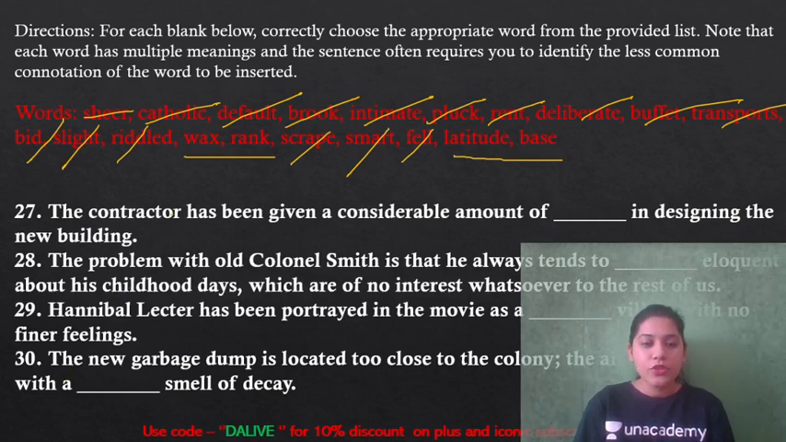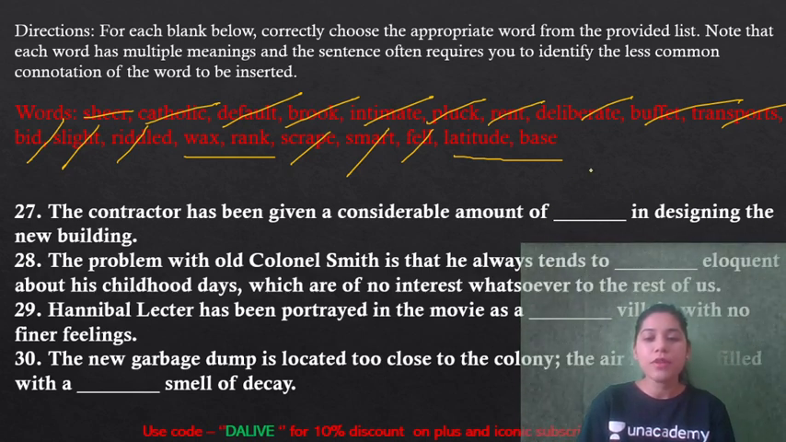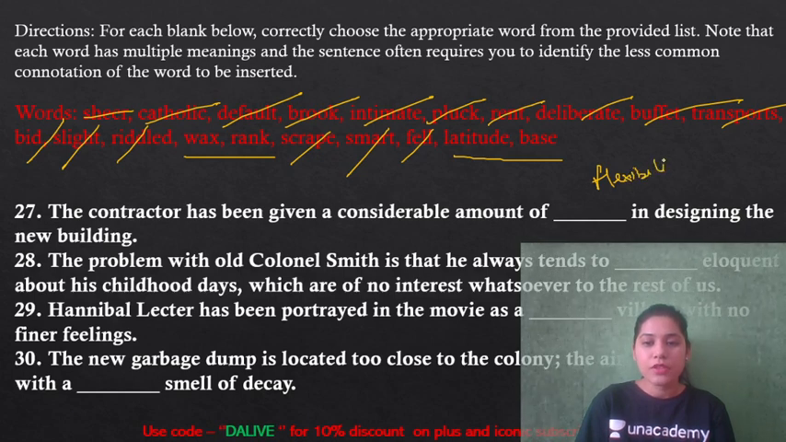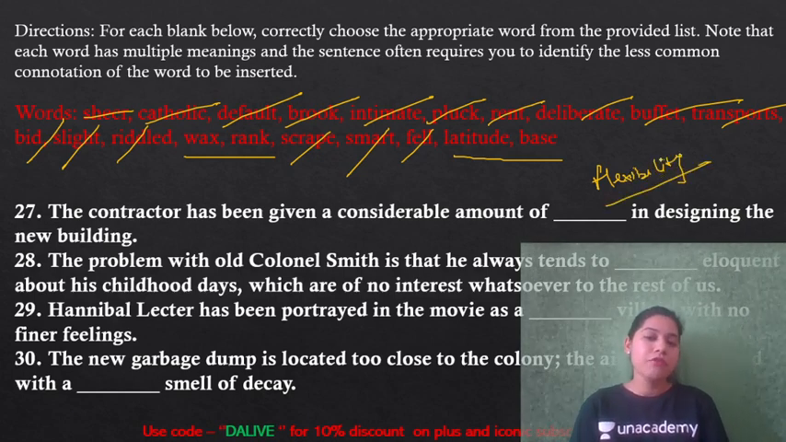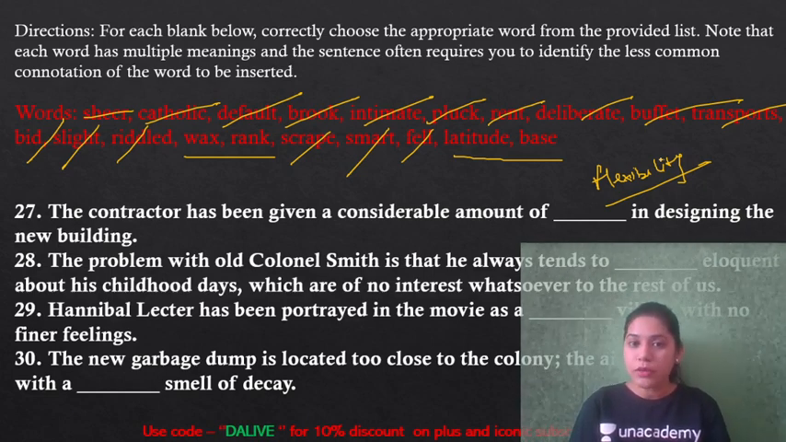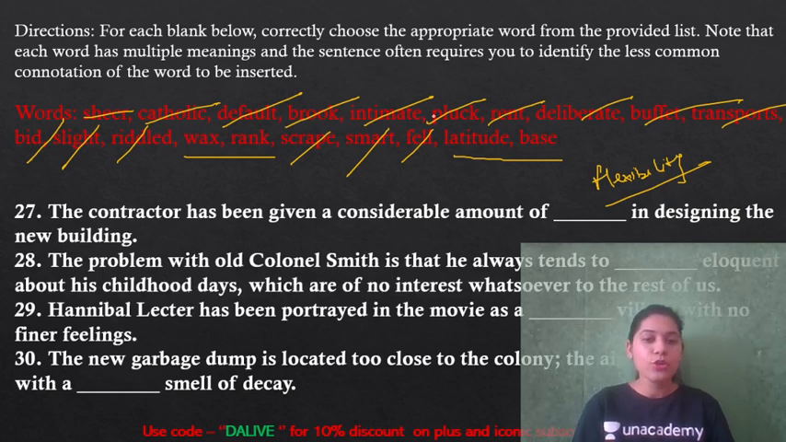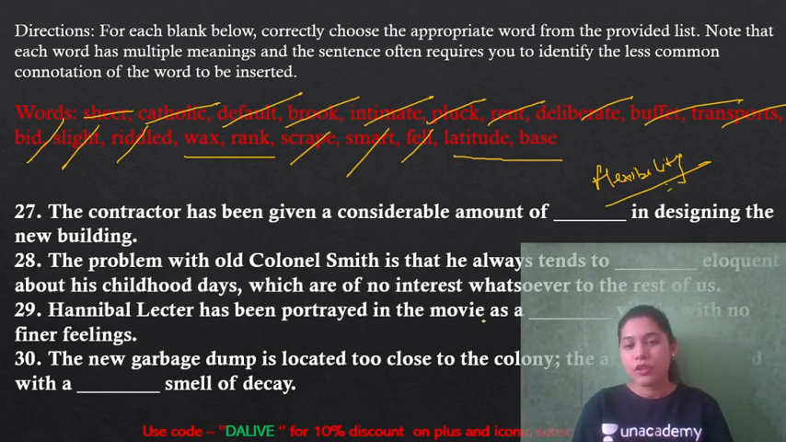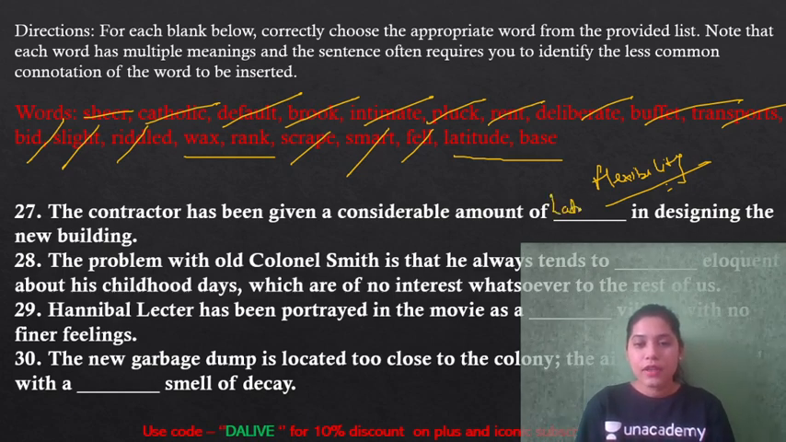So let's try. The contractor has been given a considerable amount of dash in designing the new building. So he was given a flexible amount of flexibility. Which word do you think will mean flexibility or something similar, maybe based on connotation, or maybe you already know the meaning now. So what do you think? Although I told you the meaning of the majority of these words, and I told you the meaning of flexibility as well, which word means that? So think for five seconds and try to write down your answer in the comment box. You're correct there. The majority of you are correct. That is latitude. Latitude in designing the new building.